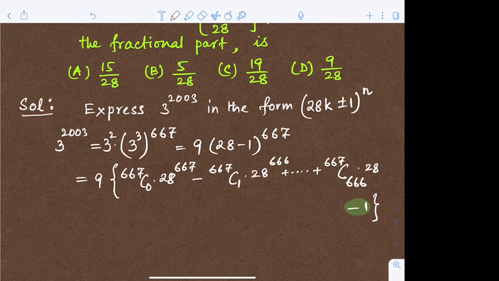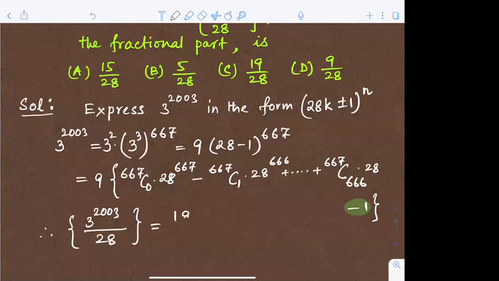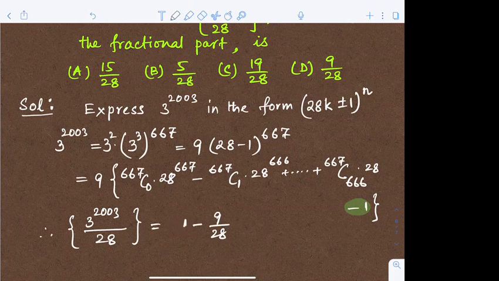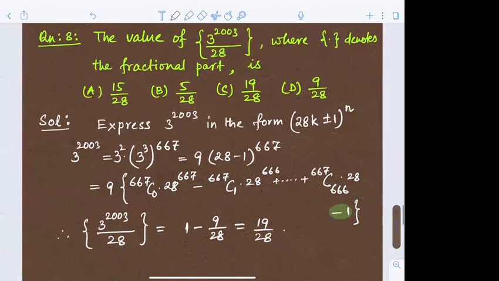It is like minus 9 by 28, but fractional part cannot be negative. Therefore, fractional part of 3 to the power 2003 divided by 28 now becomes 9 into minus 1, that is minus 9 by 28, but we cannot take it, so we have to take 19 by 28. In fact, you can write it as 28 minus 9 by 28, which is 19 by 28. That's the answer. Option C is correct.